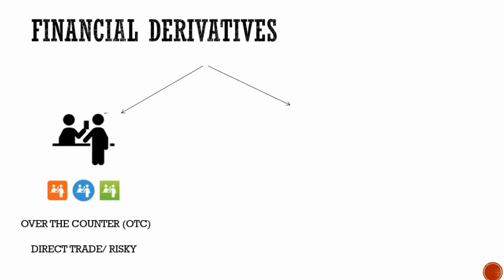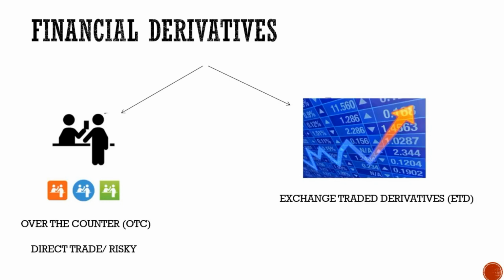The second trade option is the exchange traded derivatives. Now, what is the meaning of exchange traded derivative? Here the derivatives are traded on a standardized platform such as the stock exchange. Now, this is much less risky than the over-the-counter trade. So these are the two types of financial derivatives available. One is the over-the-counter. Second one is the exchange traded derivative, or that is also known as the ETD.